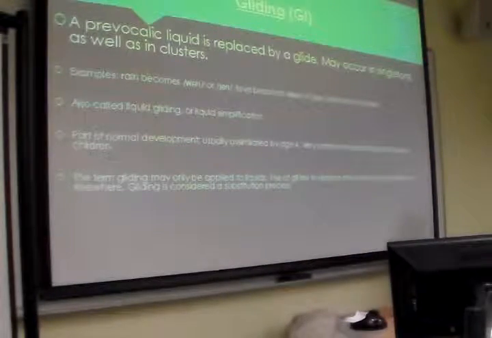Gliding. So this is when a prevocalic liquid, a liquid that happens before the vowel, is replaced by a glide. This can occur in singletons, like R as in rain becomes wane, but also in clusters, like street becomes street.